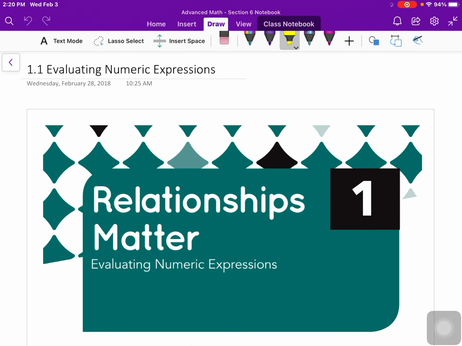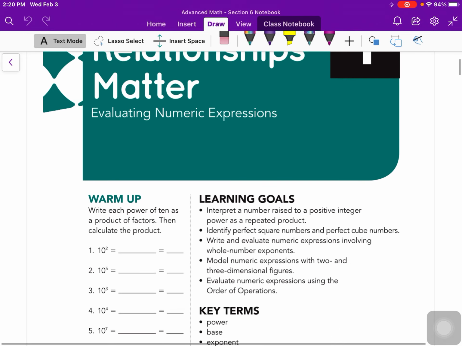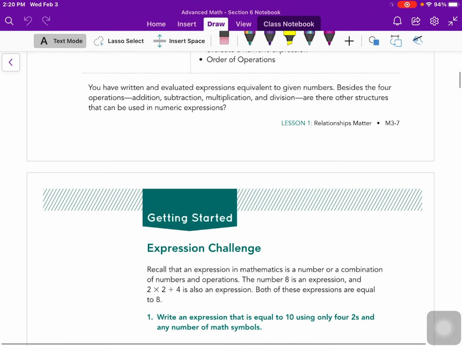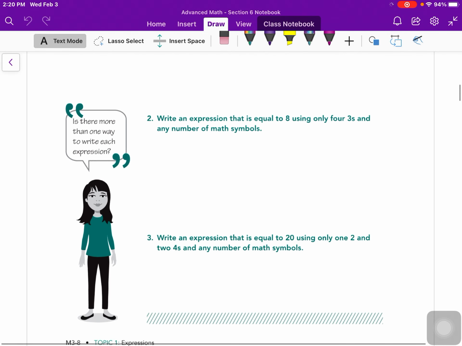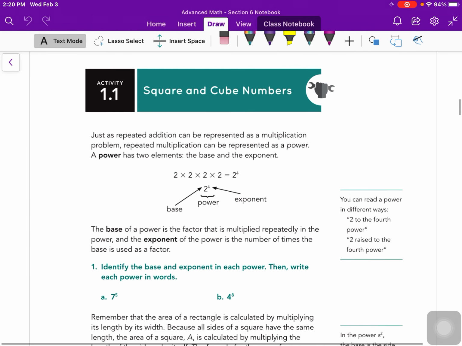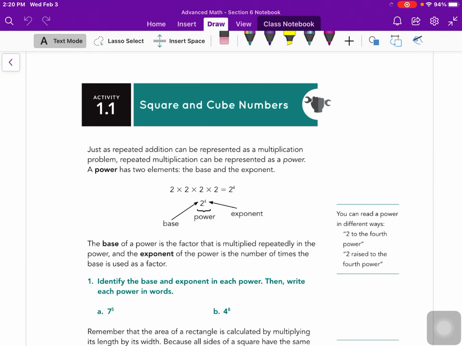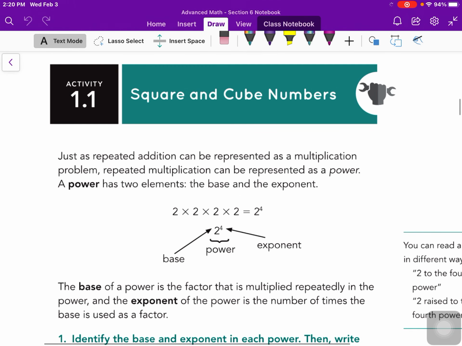All right, we're going to skip some parts of this lesson. Relationships matter. We're going to skip through this first, getting started. And I want to talk really briefly and review very briefly with you about squares and cubes. We talked about those at the beginning of the year when we dealt with our geometry and exponents.